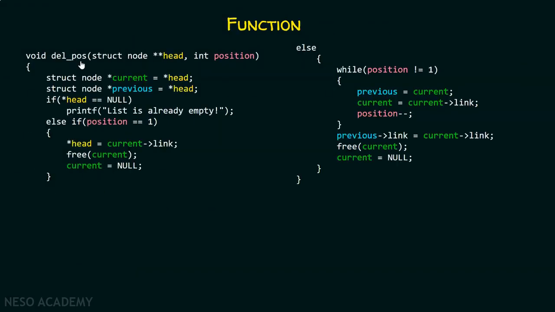Here you can see this is the del post function where we have a double pointer head, and we have a position variable. Here this head is different from the head which we have in the main function. This is a double pointer, which means a pointer to a pointer. We know that in the main function we have passed the address of head, which is the address of the pointer. That is why we have to declare here a double pointer which will store that address, because this is the pointer which will point to that pointer.